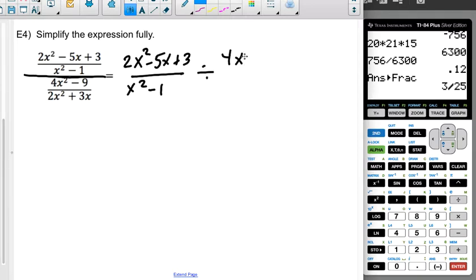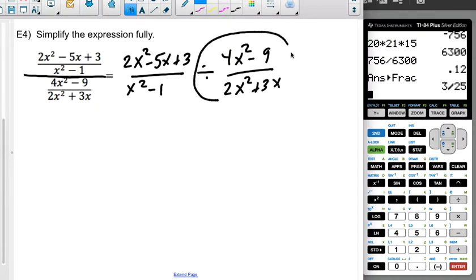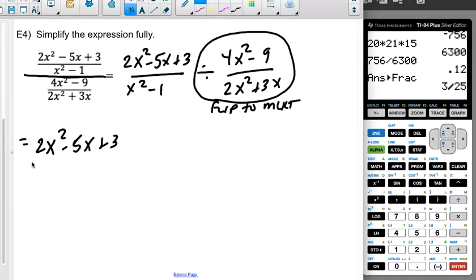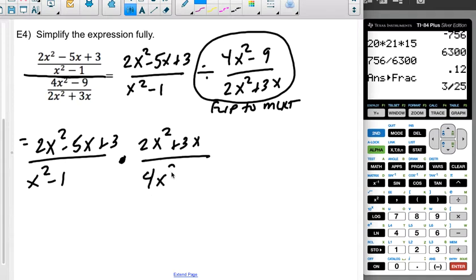I didn't flip it because it's still division, right? I'm just writing division in a different way, right? So this is still division. That means that this is the thing that has to get flipped, right? So I have to flip this to multiplication. So I get that this is a 2x squared minus 5x plus 3 over x squared minus 1 times, and then I flip this guy, 2x squared plus 3x over 4x squared minus 9.